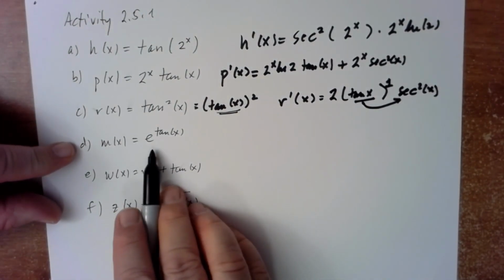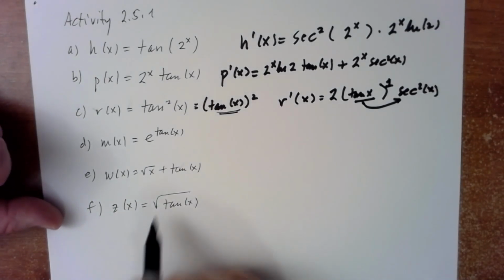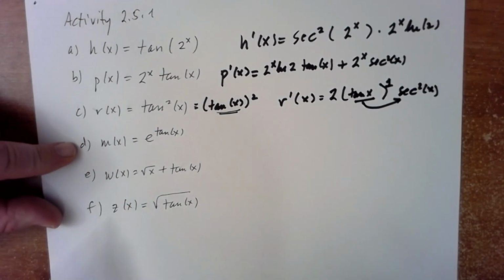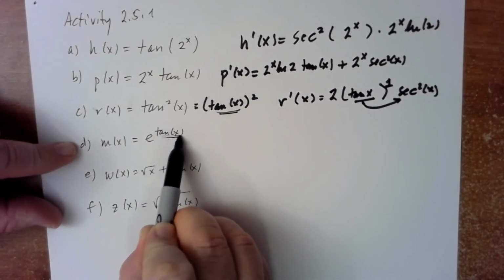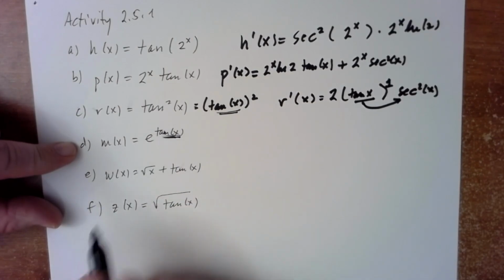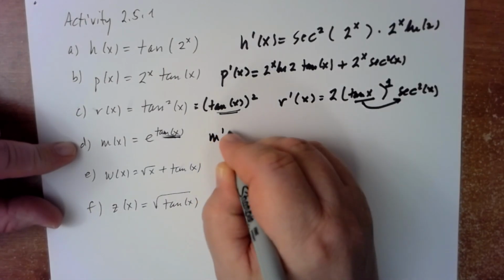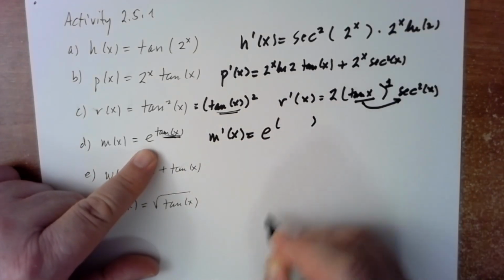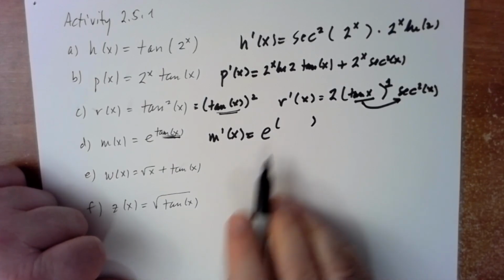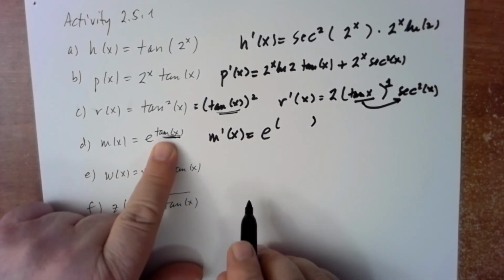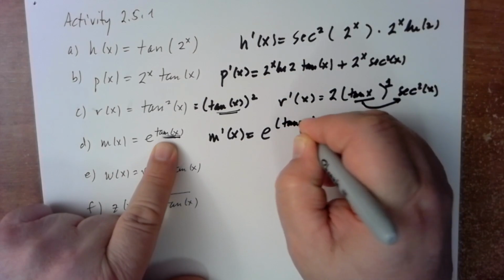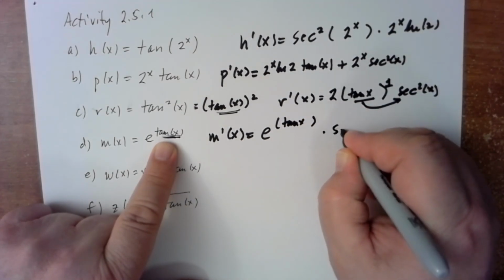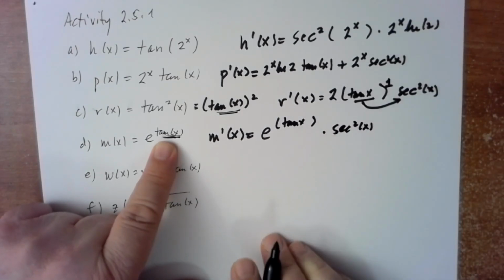Next, we'll take a look at e to the tangent of x power. Do you see that that is another composition? So tangent of x is our inside function this time again. E to some power is our outside function. So the derivative will be e to something, right? That's the derivative of the outside. And then put in your inside function, tangent of x, and then multiply by the derivative of your inside function, which is secant squared. Good.